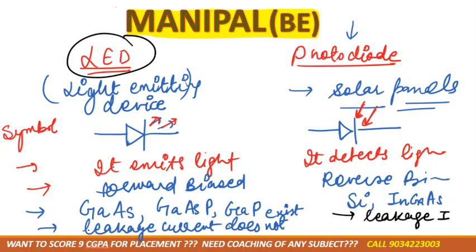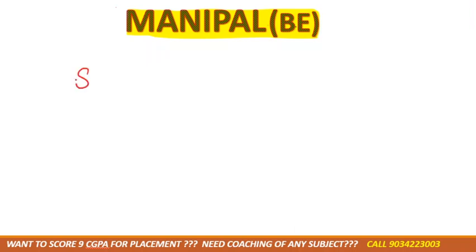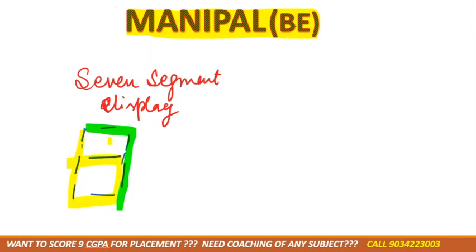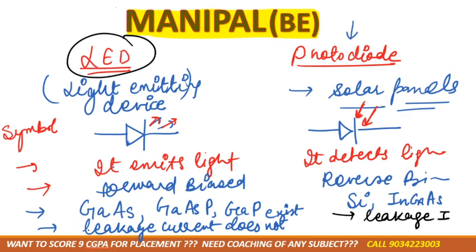And where we use LED again is as a 7-segment display. You must have seen it in a digital watch. Like 1, 2, when it's 7 then it will be highlighted, right? When it's 6 then it will be highlighted like this, right? And photodiode is mainly used in rectifiers and solar panels. Got it?